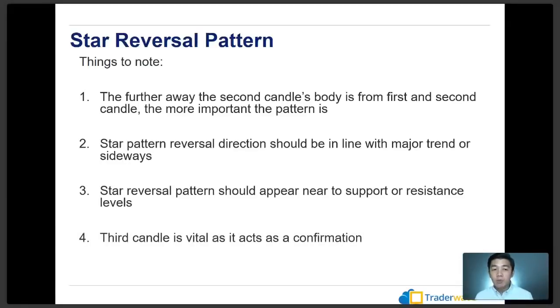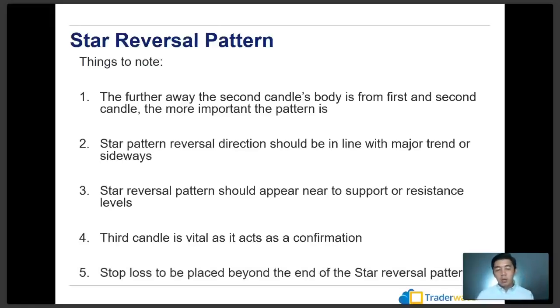And the third candle is vital for a star reversal pattern. Without the third candle, this is not even a confirmation. This is vital in order for a star reversal pattern to be valid in the first place. The third candle must be present. It means that it must open below the body if it's an evening star and close even lower from there. Stop loss has to be placed beyond the end of the star reversal pattern. If it's a bearish reversal pattern, then it has to be at the top above the star. If it's a bullish reversal pattern, it has to be at the bottom of the star.